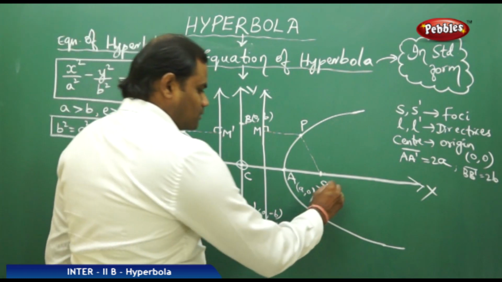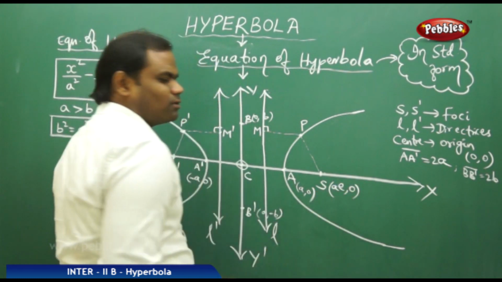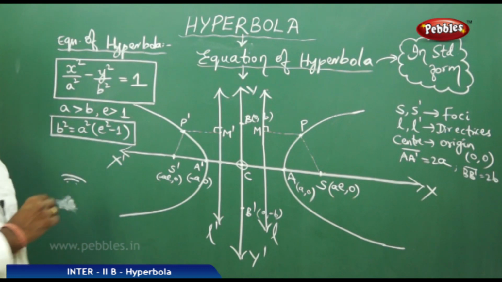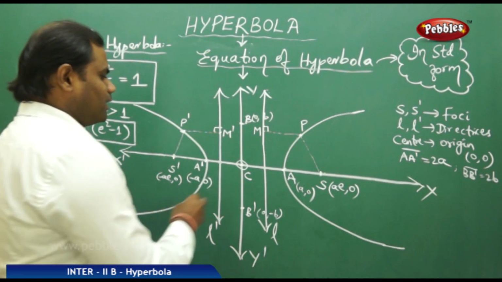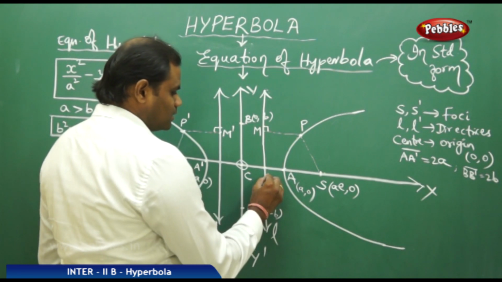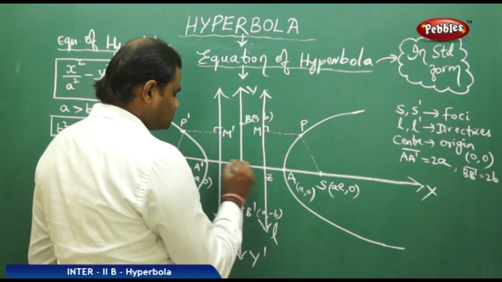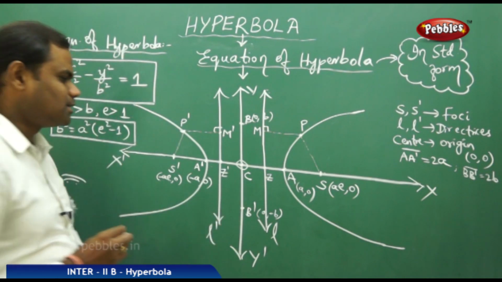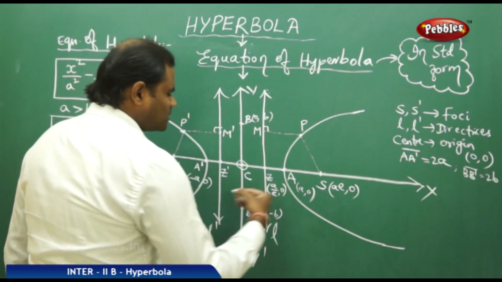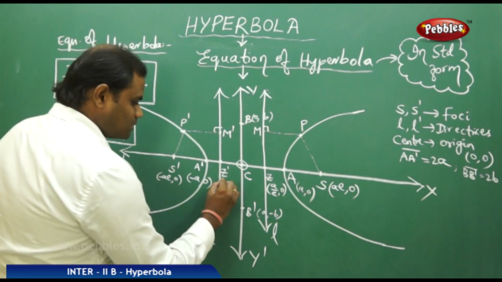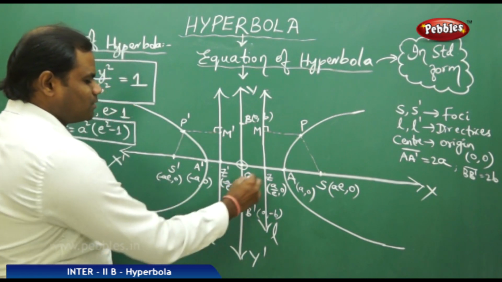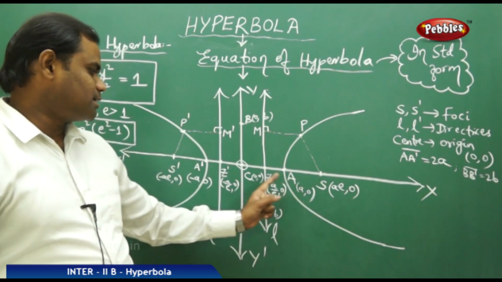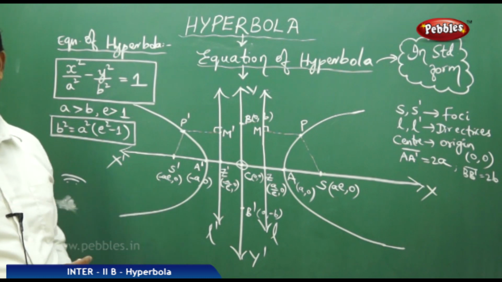And we have the foci, which are given by (ae, 0) and the other focus is given by (minus ae, 0). Is how we identify. And then if I have this as Z and this as Z dash, then the coordinates of Z are (a by e, 0), and the coordinates of Z dash are (minus a by e, 0), and the center is of course the origin. Is how we identify each of the coordinates of S, A, Z, C, Z dash, A dash, and S dash.